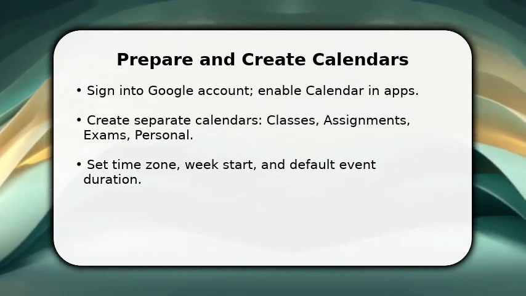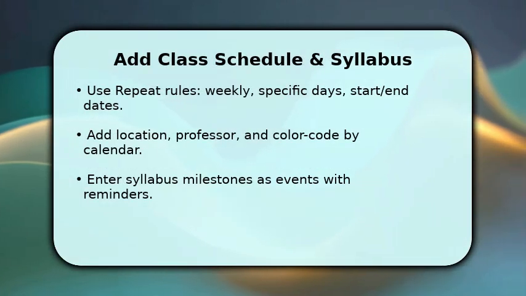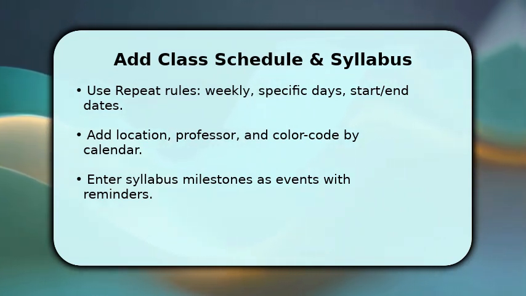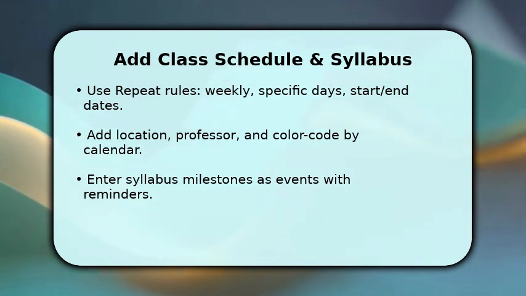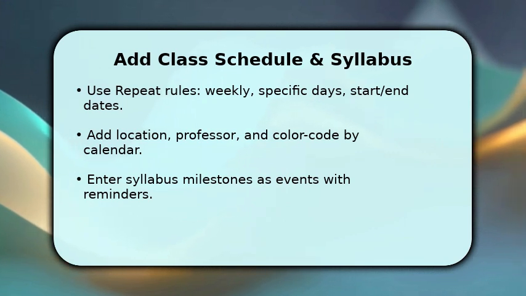syllabus dates efficiently. Now add the course schedule. You create repeating events for each class using custom repeat rules. Select the exact weekdays, start and end dates per semester, and room location. Once done, color code each calendar so visual scanning becomes instant. Choose consistent colors for classes versus assignments.